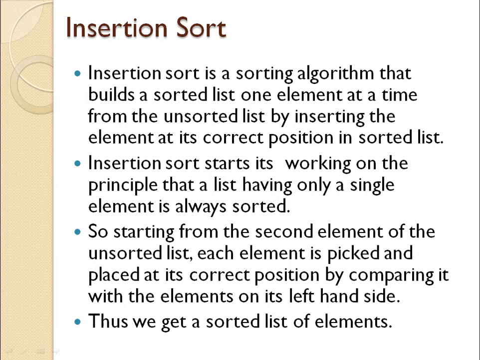Now, starting from the second element of the unsorted list, each element will be picked and placed at its correct position by comparing it with the elements on its left hand side. You pick an element, compare it with the elements on its left side, and you will get the exact position of that element and insert it there. This is insertion sort. And at the end, you will get a sorted list of elements. So this was the approach of insertion sort.